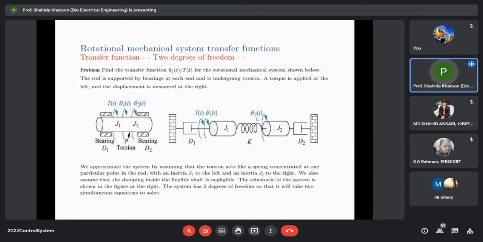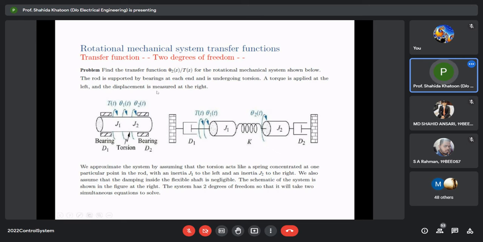Okay. So we approximate the system by assuming that the torsion acts like a spring concentrated at one particular point in the rod, with an inertia J1 to the left and inertia J2 to the right. We also assume that the damping inside the flexible shaft is negligible. The schematic of the system is shown in the figure at the right, and the system has 2 degrees of freedom so that you have two simultaneous equations to solve.